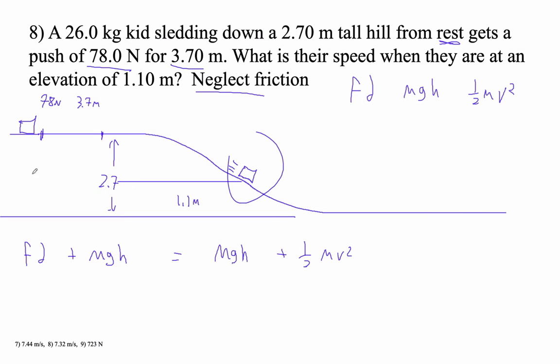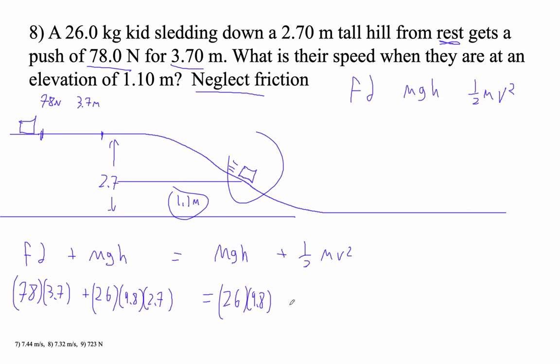So our force times distance is 78 times 3.7. Our mgh is, let's see, a 26 kilogram kid, a small child. 26 times 9.8 times, what's our height? 2.7. Right, and then that equals the same kid, 26 times 9.8, and then our height is now 1.1 meter, right? Okay, and then, whoops, plus, that's a plus, not an equals. Okay, 1/2 times 26 times v squared.